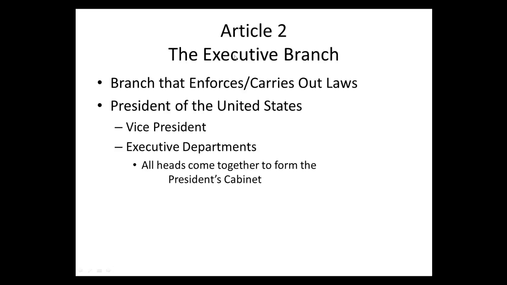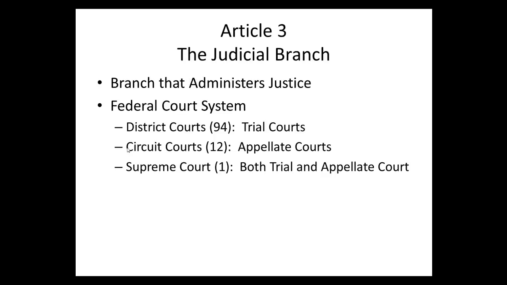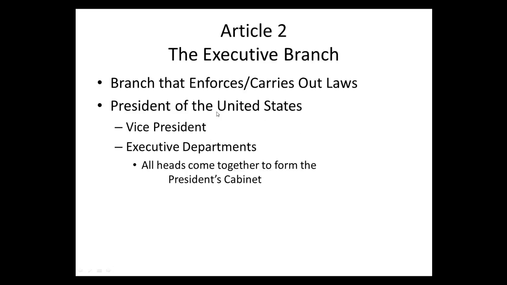Article 2 lays out your executive branch, establishing the presidency. This is the branch that enforces the law, carries out the law. This is the trigger person, if you will, the person who makes it go, enforces or carries out the law. Of course, that's the president, and he has at his disposal, constitutionally, the vice president, and the Constitution refers to what becomes known as executive departments. And all the heads of those executive departments come together and make up the cabinet.